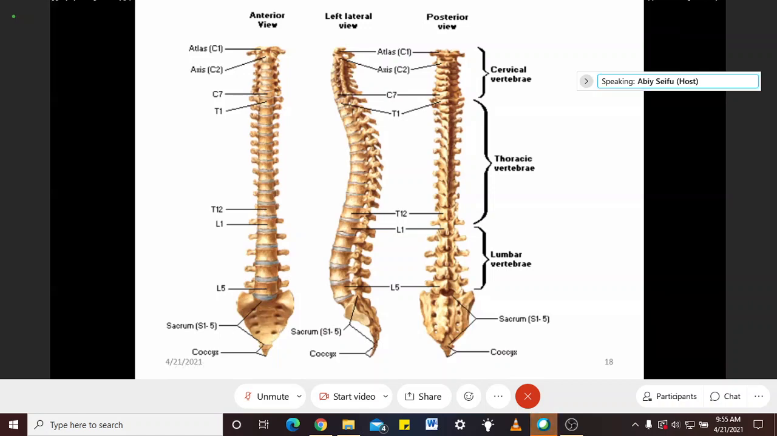So then the size decreases. The size of the sacrum decreases towards the tip of the coccyx, because the weight has already been transferred to the hip bones at the sacroiliac joint.